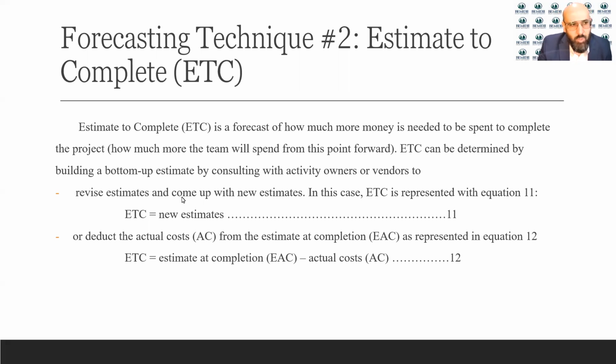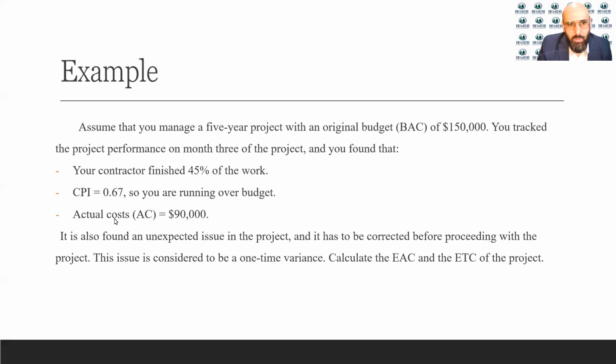All right, now it's time to apply everything we've learned so far with these 2 forecasting techniques using this example. Assume that you manage a 5-year project with an original budget of $150,000. You track the project performance in month 3 of the project. You measure the performance and find that your contractor finished 45% of the work. CPI is 0.67.